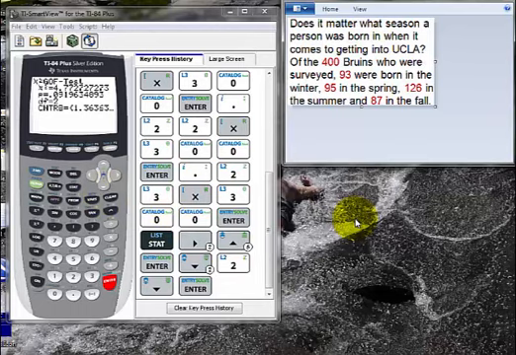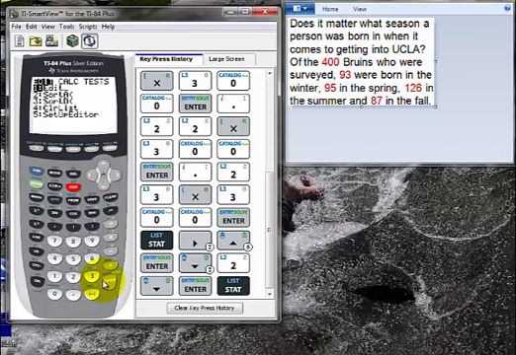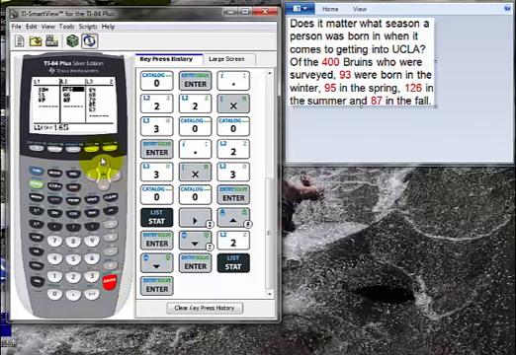Okay, so we're back in the calculator. And notice this is a goodness of fit test because we're testing to see if an unknown distribution, that's the distribution of Bruins in terms of the season they were born in, fits the uniform distribution, which is the known uniform distribution. So I'm going to go to Stat, Edit. I've got to clear out L1 and L2.